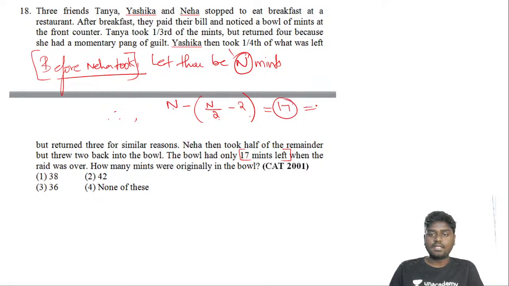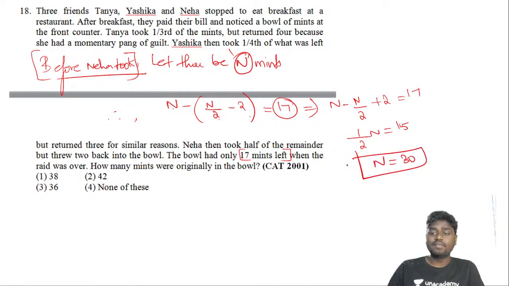From this, I can easily find the value of n. n minus n by 2 plus 2 is equal to 17. So I get 2n minus n, it is 1 by 2 n is equal to 15. And the value of n will be ultimately 30. So listen very carefully. Before Neha took, it was 30 mints. Is that clear, guys? Is that clear, everyone?